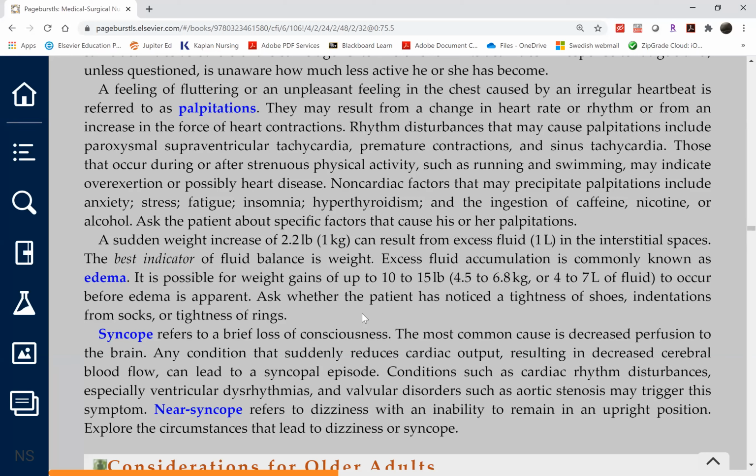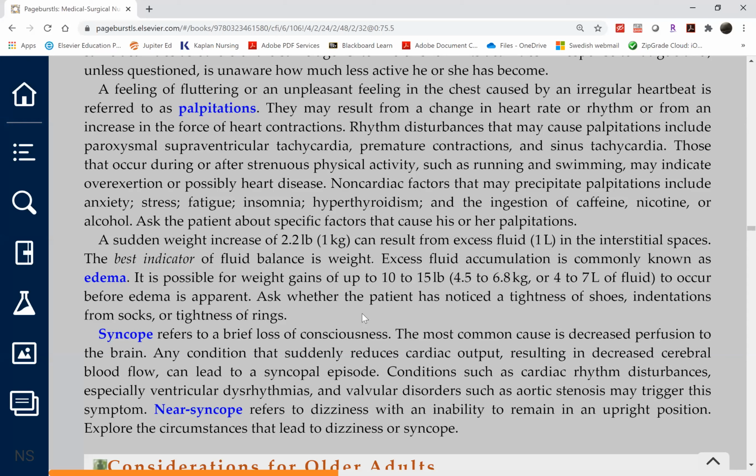Say that again, Professor. I'm sorry. How long does it take to accumulate 4 to 7 liters? What do you mean? How long will it take? That's over several days, right? So really, yeah, you don't see edema form right away.